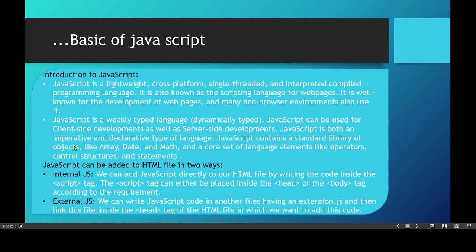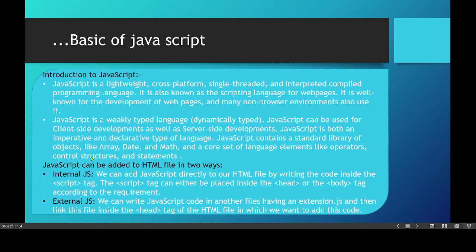We have to note this point. JavaScript contains a standard library of objects like array, date, and map, and a core set of language elements like operators, control structures, and statements.